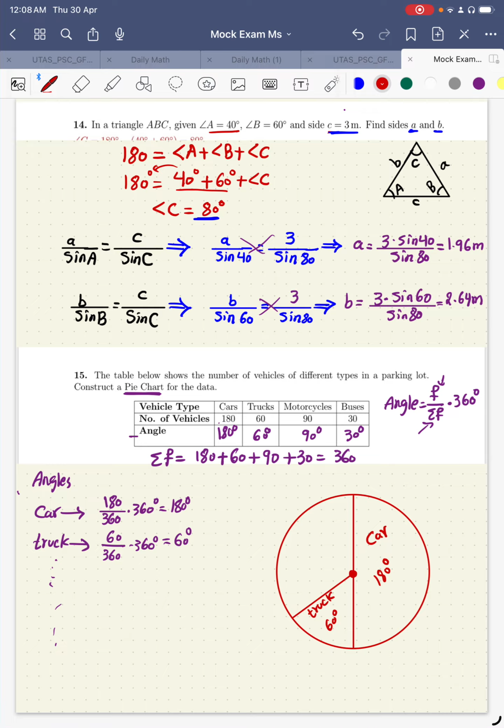Then I'm gonna have motorcycle. Motorcycle is 90 degree. 90 degrees is a right angle أو زاوية قائمة. So that will be a quarter of a circle. That's gonna be motorcycles, which is 90 degree. And the last one is buses, which is 30 degree. So that's my pie chart.